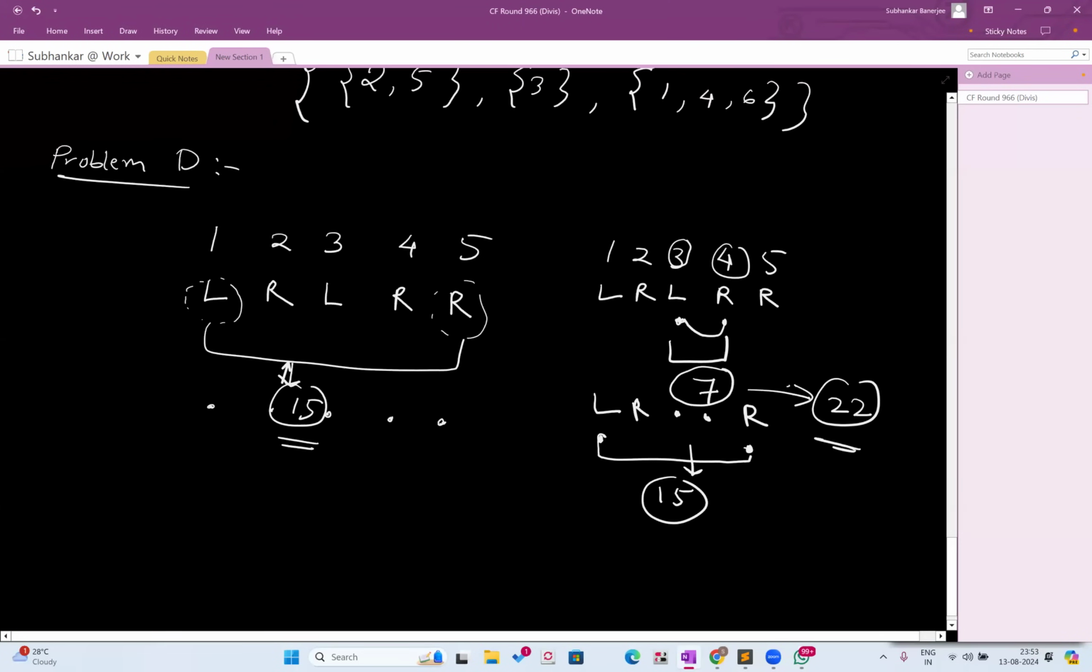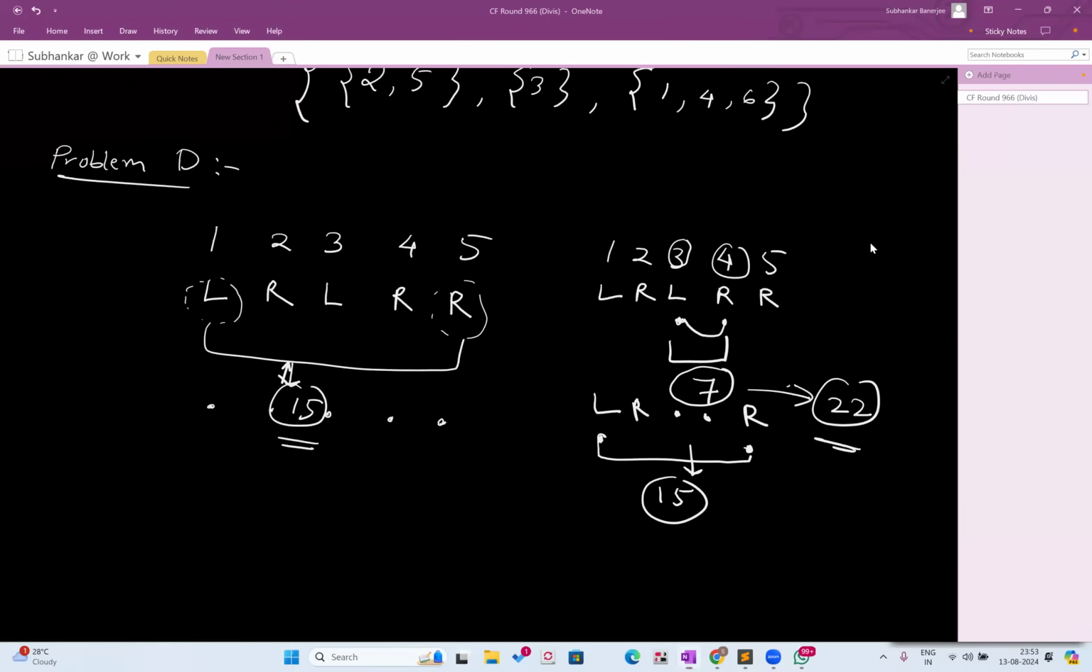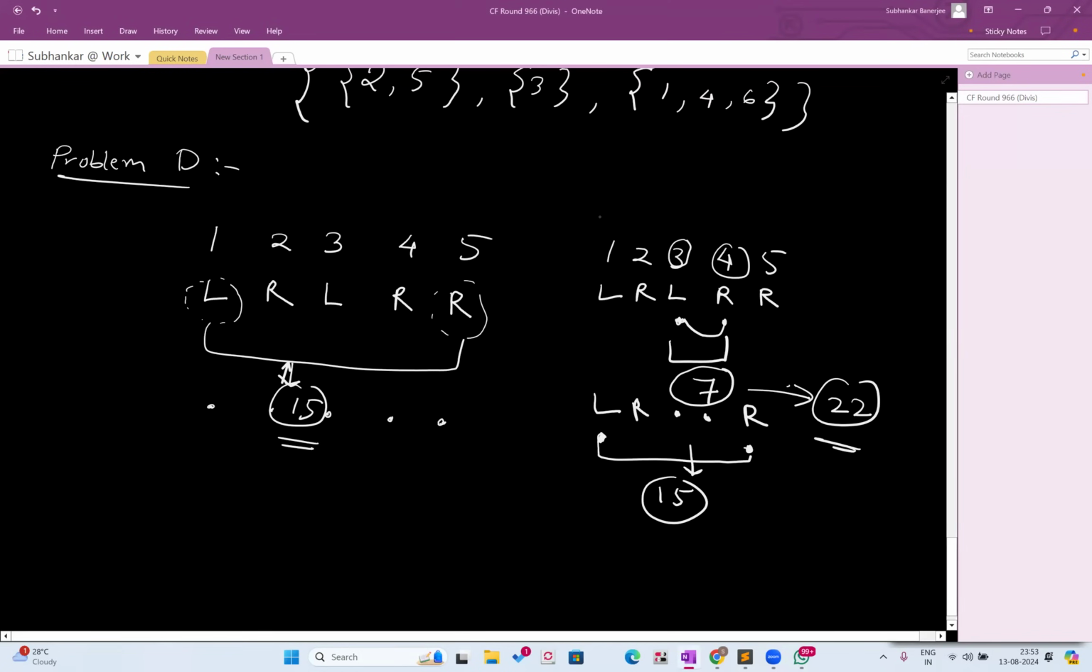First, we'll choose the third and the fourth index. That will add 7 to the answer. And then we can choose the first and the fifth index. That will add another 15 to the answer. So basically, the total score will become 22. And I have to maximize the score.